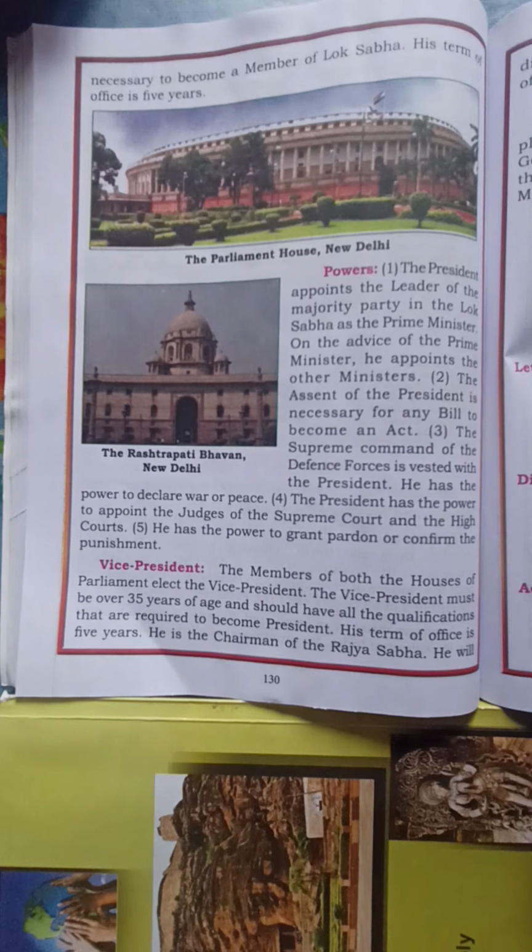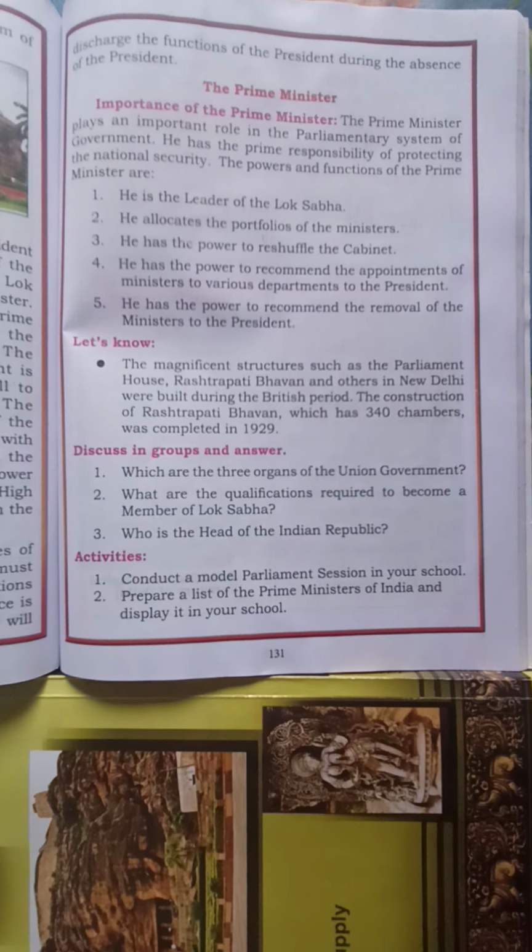So the vice president also should have all the qualifications that are required to become a president, and his term of office is 5 years. So the term of office, of the president as well as the vice president, will be 5 years, and he is the chairman of the Rajya Sabha. So who will be the chairman of Rajya Sabha? The vice president. He will discharge the functions of the president during the absence of the president. So who will discharge the functions? The vice president will look after the functions of the president during the absence of the president.